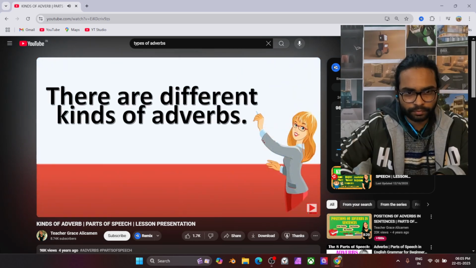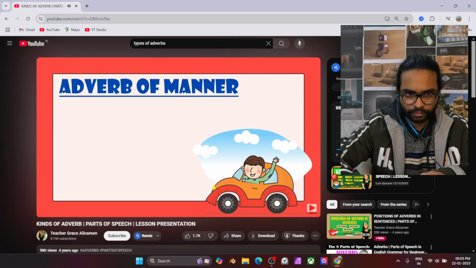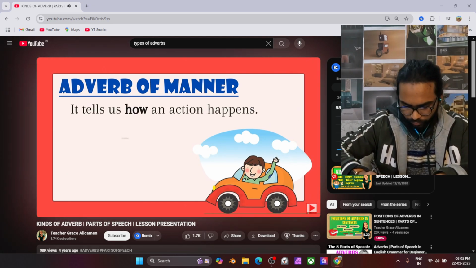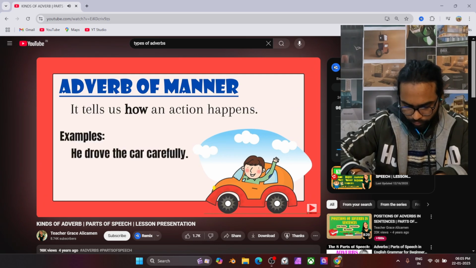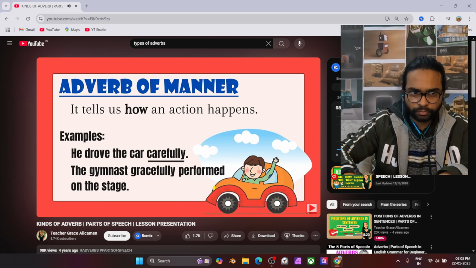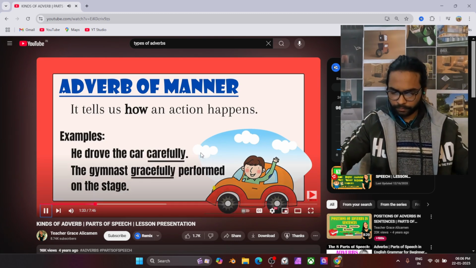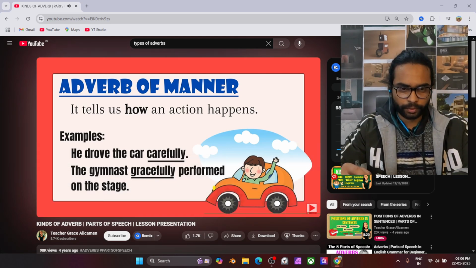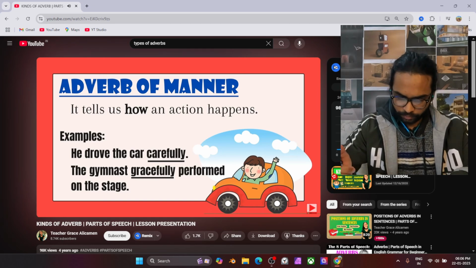There are different kinds of adverbs. Adverb of manner. It tells us how an action happens. He drove the car carefully. The gymnast gracefully performed on the stage. Carefully and gracefully are the adverbs of manner used in sentences. They basically answer the question how. How did he drive? How did she perform on the stage?